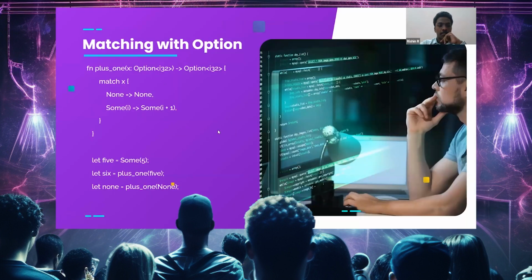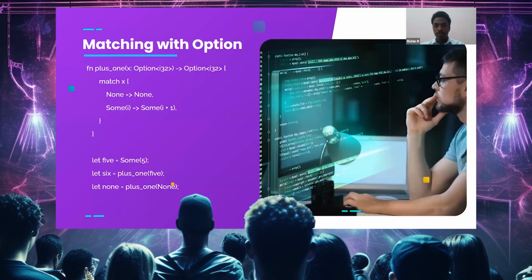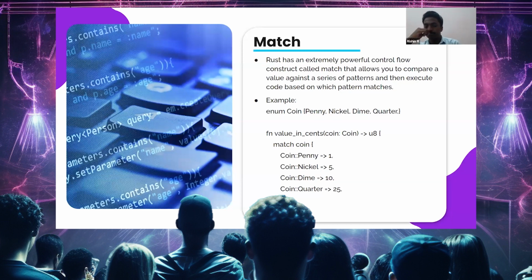And I want you to notice something else, that is matches are exhaustive. That is, we need to match for all possible fields the enum has. So when you are going to use a match keyword, make sure that you have written cases for each and every possible option. Usually in an enum like option, you only have two things to be considered, that is the sum and none. But there could be different kinds of enum, like initially I showed you an example of coins. I think we can go back. Here you see I have 4 different variants. So while I use a match, I need to type in each and every variant's corresponding value.